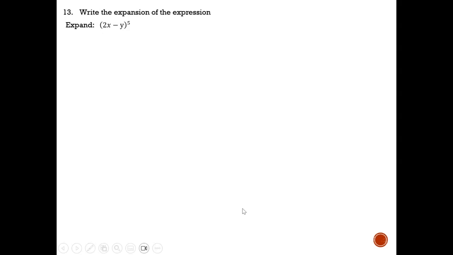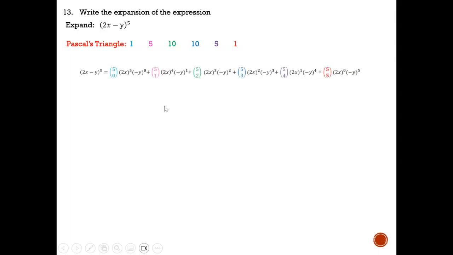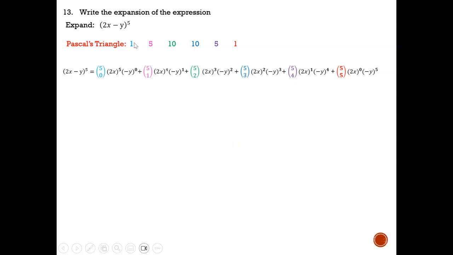Okay, now write the expansion of the expression. Here, guys, they want you to use perhaps Pascal's triangle. For this section, you can use Pascal's triangle or you can use the combination formula. Let me show you both here. This is the expansion, okay? But let me show you how we got that.